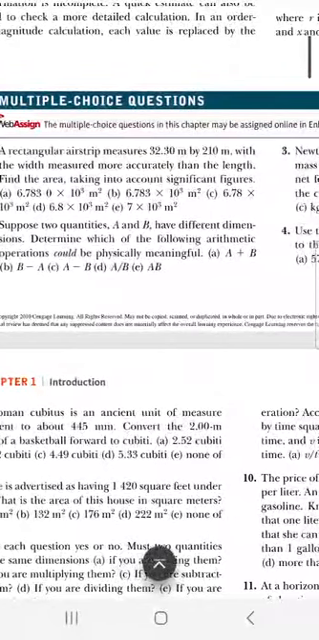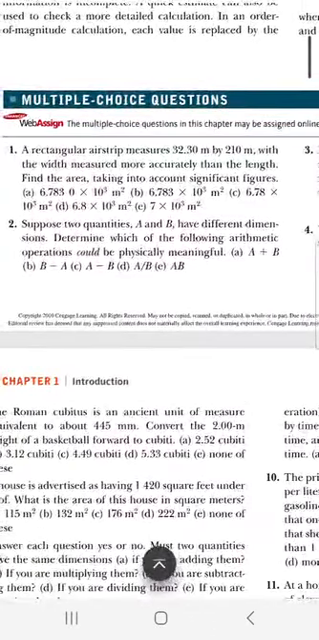A rectangular airstrip measures 32.3 by 210 meters, with the width measured more accurately than the length. Obviously we can see that the width is measured to 1 decimal place compared with the length, which is a whole number. Find the area taking into account the significant figures. So obviously this is easy. The area of a rectangle will be width times length.